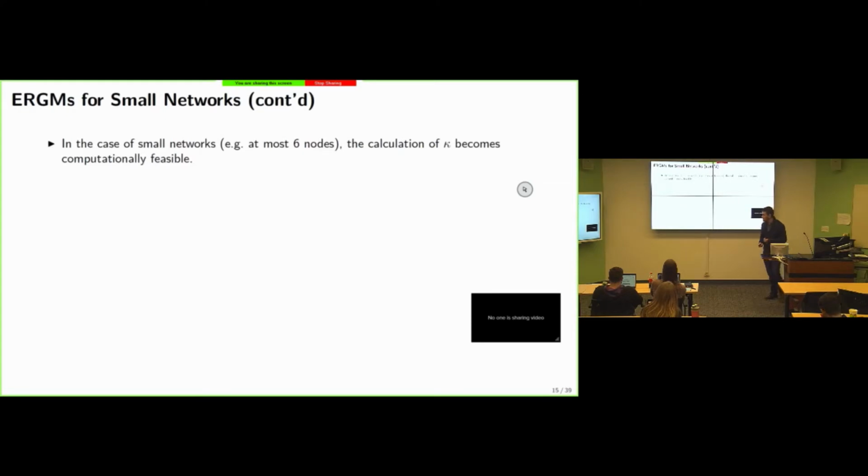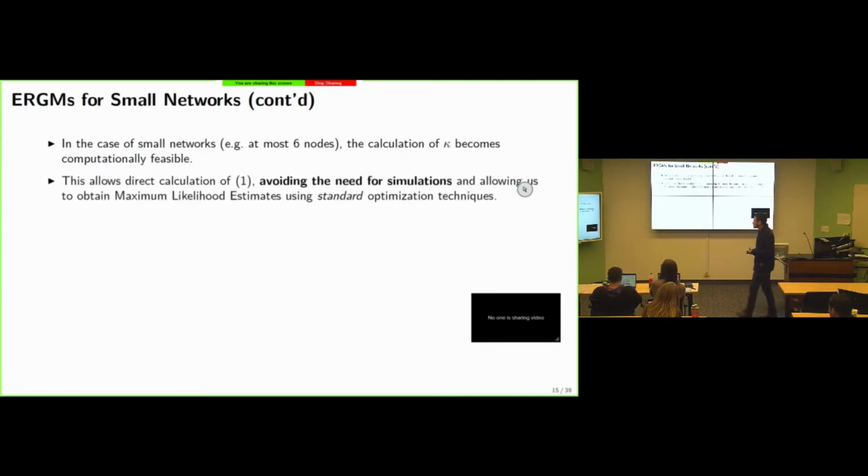So as I was telling you, in the case of small networks, when we have at most 6 nodes, the calculation of the kappa term, the normalizing constant, becomes computationally feasible. When I was telling you about 1 million terms, 1 billion terms, that sounds like a lot, but for a modern computer, it's not that many. So when we do direct calculation, we avoid the need of doing simulations, because the whole problem is that we do simulations to approximate this normalizing constant. If we do direct calculation, we don't need to do that. And with that, we can get maximum likelihood estimates directly, which means that it's essentially the same problem as estimating a logistic regression, for example.